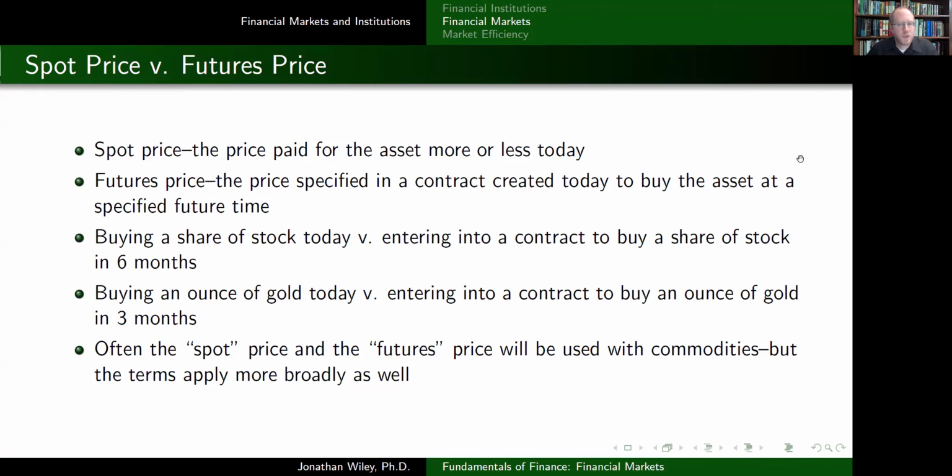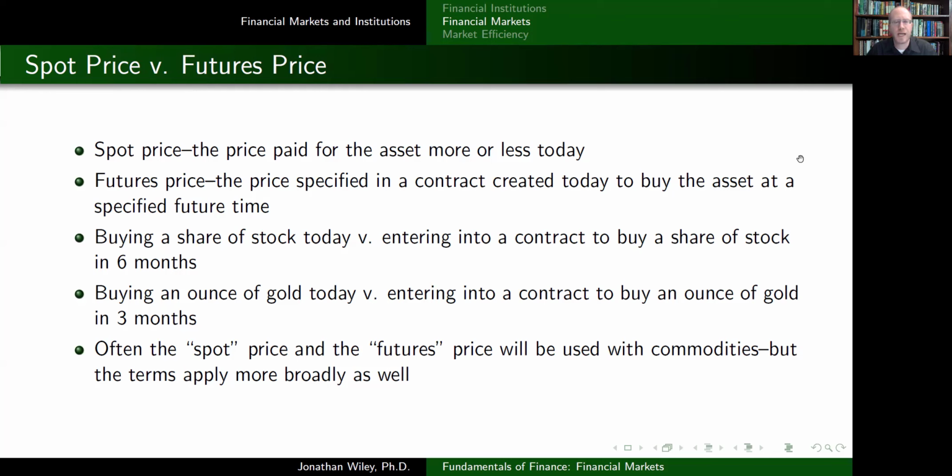All right, in this video, I'm going to talk a little bit about the difference between spot prices and futures prices. This relates to how financial markets operate a bit. A spot price is the price paid for the asset more or less today. So if I buy the asset and take possession today, that's the basic idea behind the spot price. A futures price is the price specified in a contract created today to buy the asset at a specified future time.